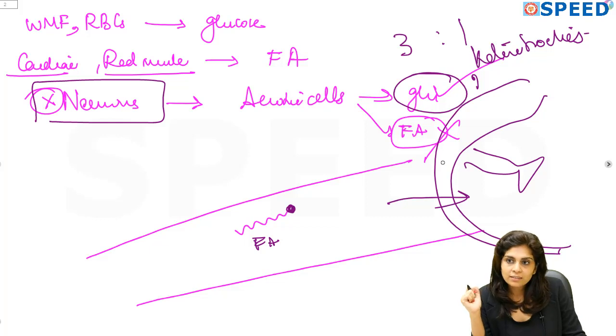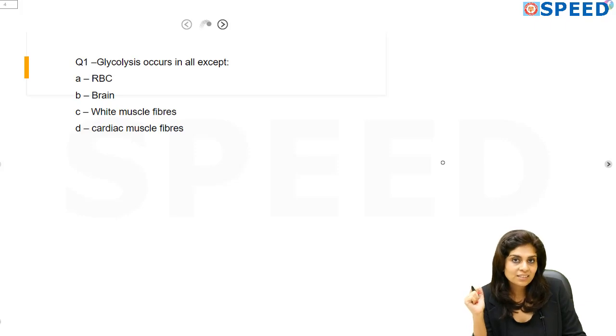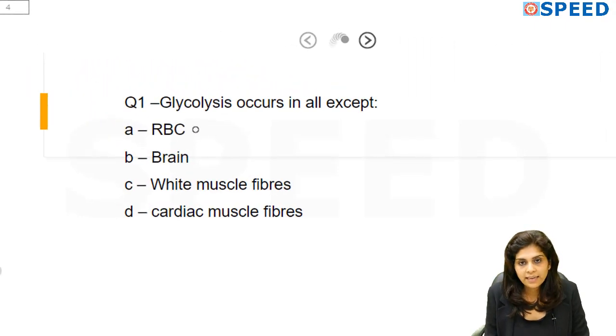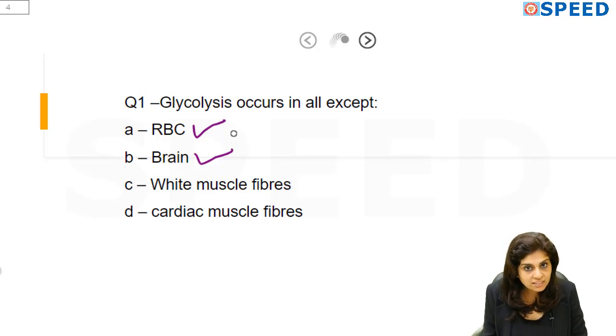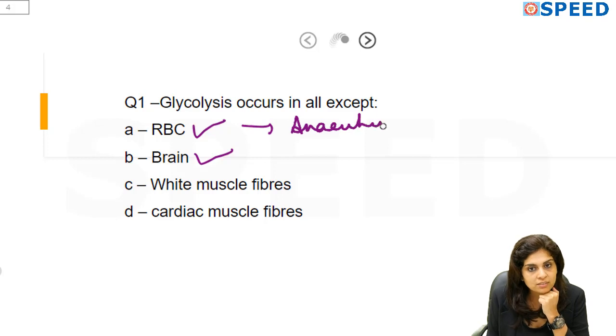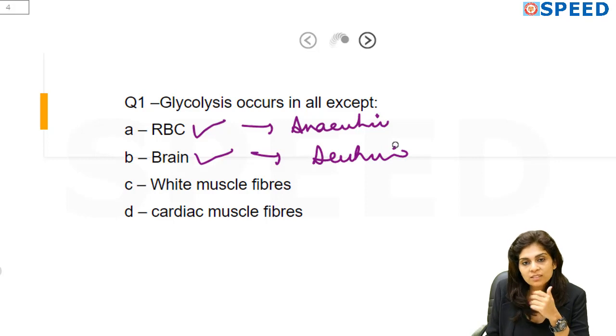So let's start discussing a few MCQs. You will understand how easy it is to answer these MCQs now. Glycolysis occurs in all except. Does it happen in RBCs? Yes. Does it happen in neurons? Yes. Can you tell me the difference between glycolysis happening in RBCs and in neurons? In RBCs, it is anaerobic glycolysis. In neurons, it's going to be aerobic glycolysis. But it happens in both the cells.